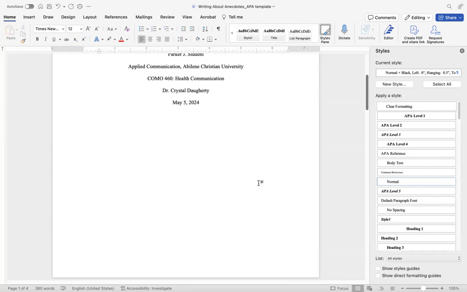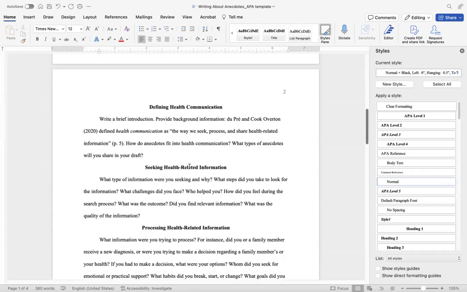That is how we can apply styles, actually. So this is pretty cool. If you want to make your heading, you can type your heading, seeking health-related information, open your styles pane up here, and then you click APA Level 1, and it applies it automatically for you.